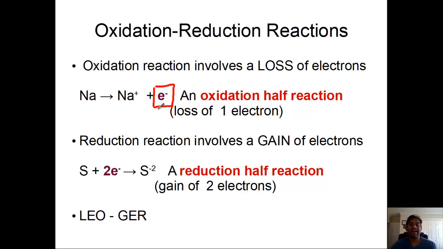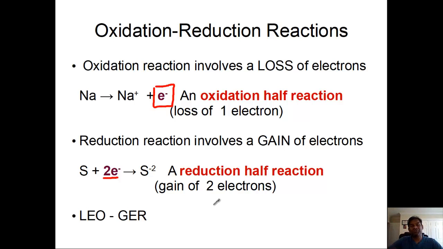Now, opposite to that, its natural partner is a reduction. In a reduction half reaction, we gain electrons. So in order for sulfur S to become the sulfide ion, S minus 2, we must gain 2 electrons. So an oxidation is a loss of an electron. A reduction is a gain of an electron.